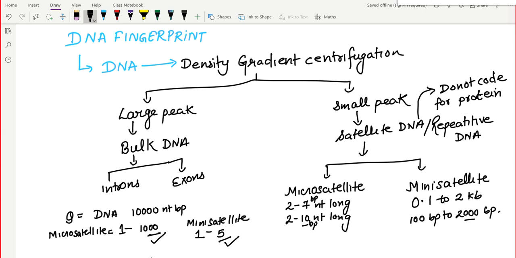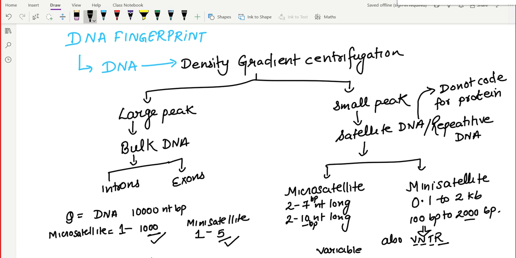Mini satellite, right? We have to use mini satellites because they are easier to study. So what do we use? We use mini satellites. Now this mini satellite is also known as VNTRs, variable number of tandem repeats. What does it stand for?